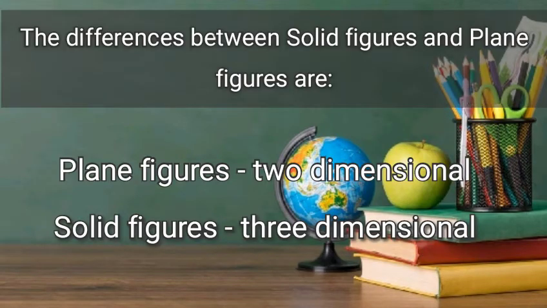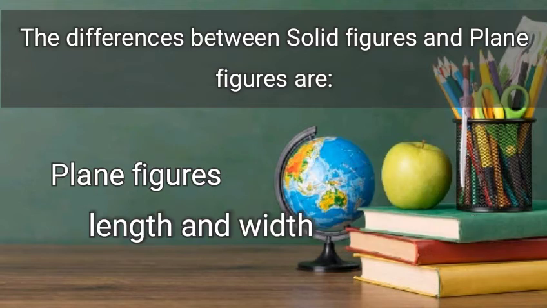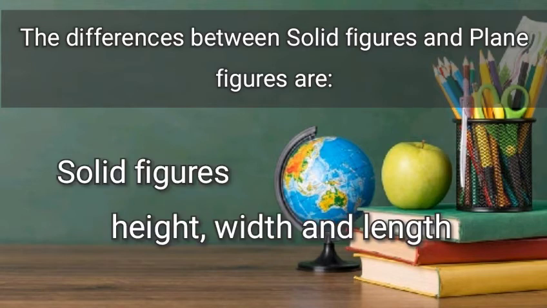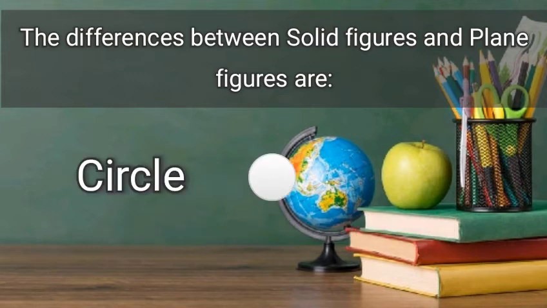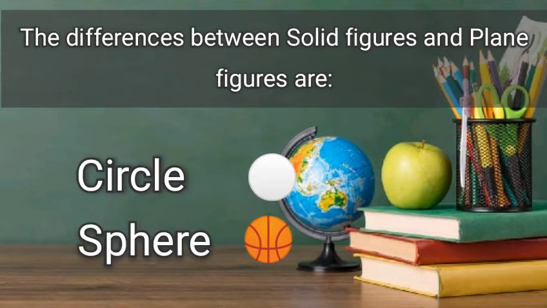The differences between solid figures and plane figures. Plane figures are two-dimensional, while solid figures are three-dimensional. Plane figures have length and width, while solid figures have height, width, and length. A circle is a two-dimensional figure, whereas a sphere is a three-dimensional figure. A circle has all points at the same distance from its center along a plane, while a sphere's points are all equidistant from the center at any of the axes.